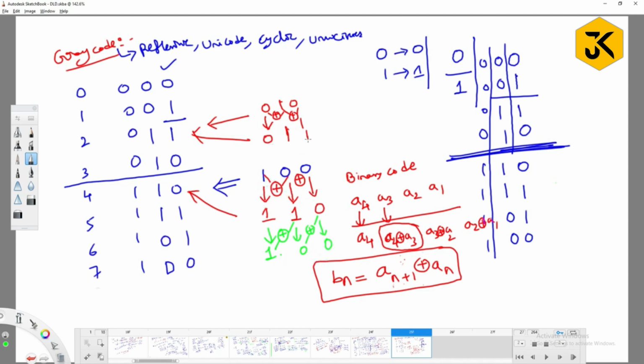See, observe 011. So you write the most significant bit 0 as usual. You have to perform XOR with 1. 0 XOR 1 is 1. 1 XOR 1 is 0. So 010 you got. Right? This is the procedure you have to follow while converting gray code to binary code.